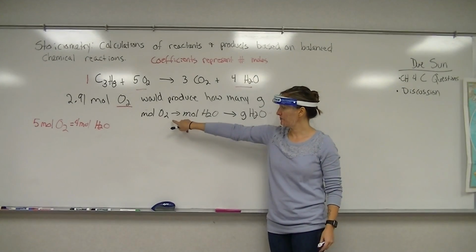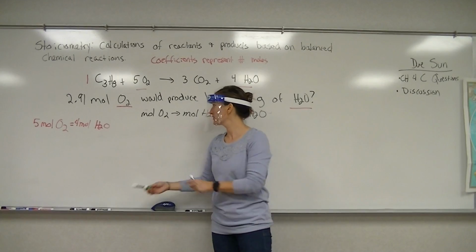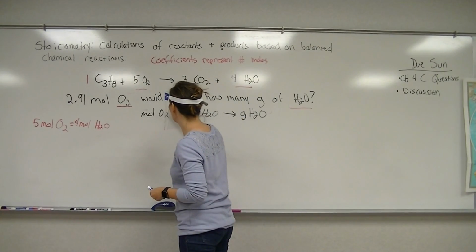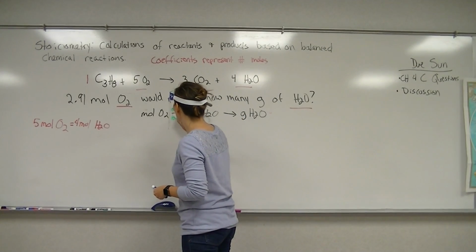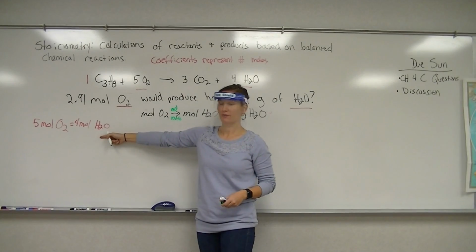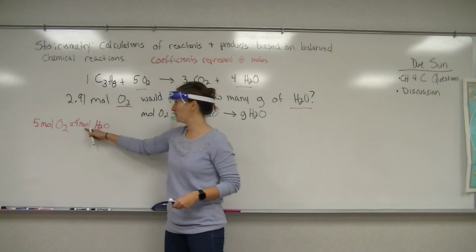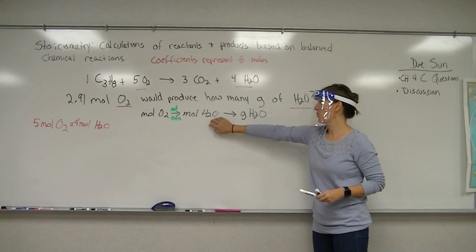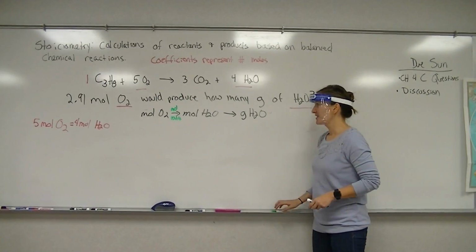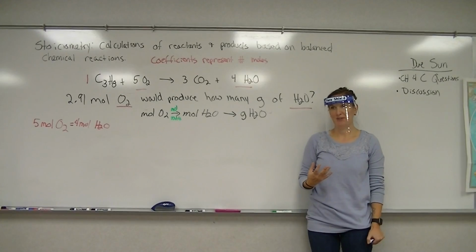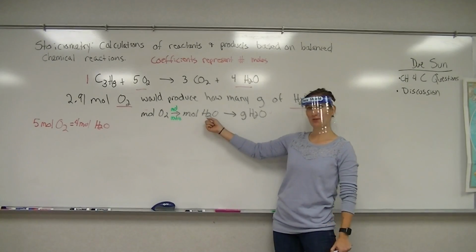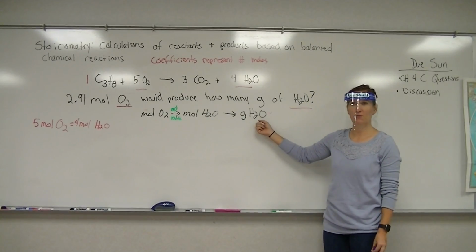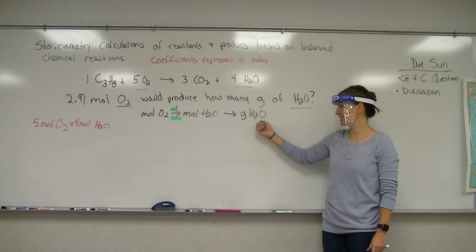For this first step, going from moles of oxygen to moles of water, we're using the mole ratio that we have written right here. This will get us from moles of O2 to moles of water. Now this next step, going from moles of water to grams of water, is kind of a review from the beginning of the chapter. We went from moles of water to grams of water before. Do you remember what we needed to use to get there?